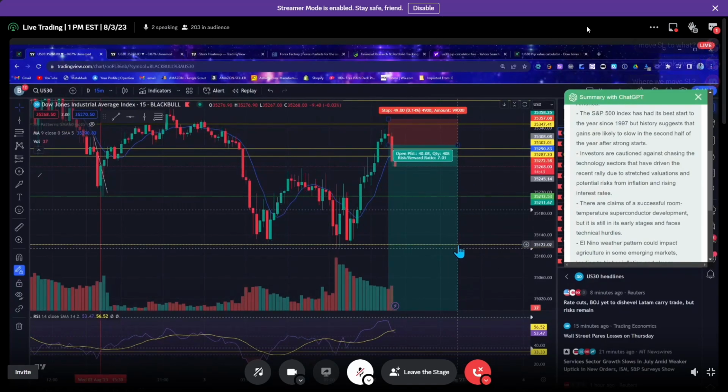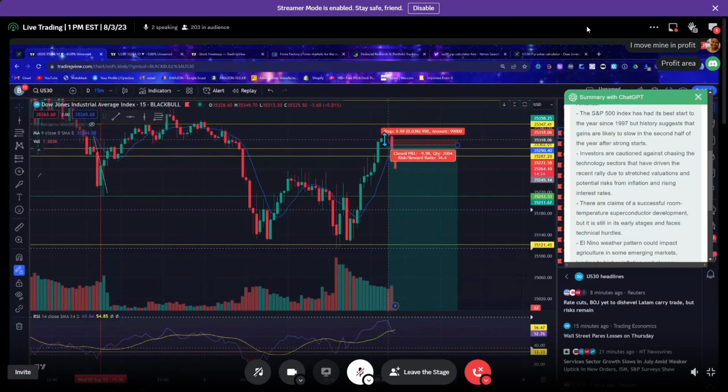This yellow line right here, that's TP1. So it's far away. Yeah, you can move your stop loss. I would move it right there.